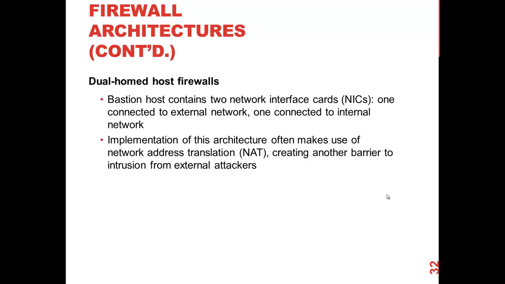Dual homed hosts. Basically, with this approach, the bastion host contains two network interface cards, one connected to the external network, or the untrusted network, and the other one connected to the internal or the trusted network, which provides this additional layer of protection by requiring all traffic to go through the firewall to move between the internal and external network. The firewall, or the protection, is the break between the two network interface cards.